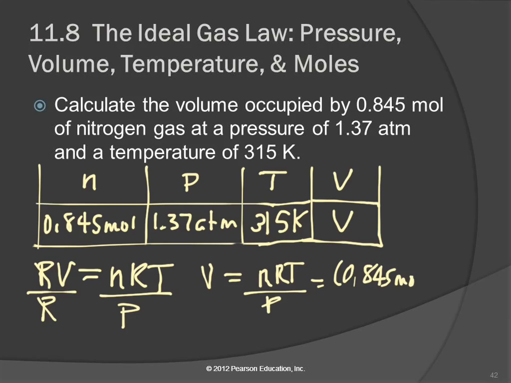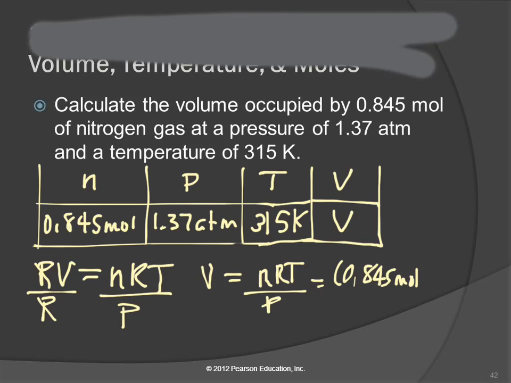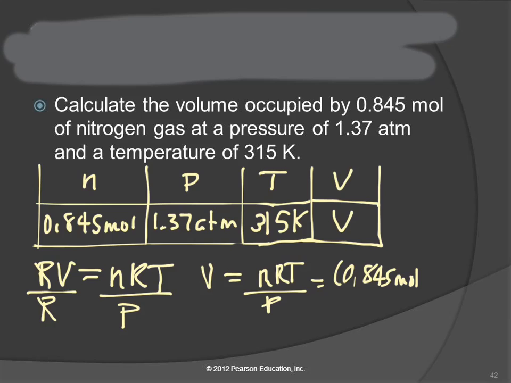0.845 moles. I'm going to run out of room. What can I do about that? I think we'll actually have enough space just going up there. V equals nRT over P. So n is 0.845.